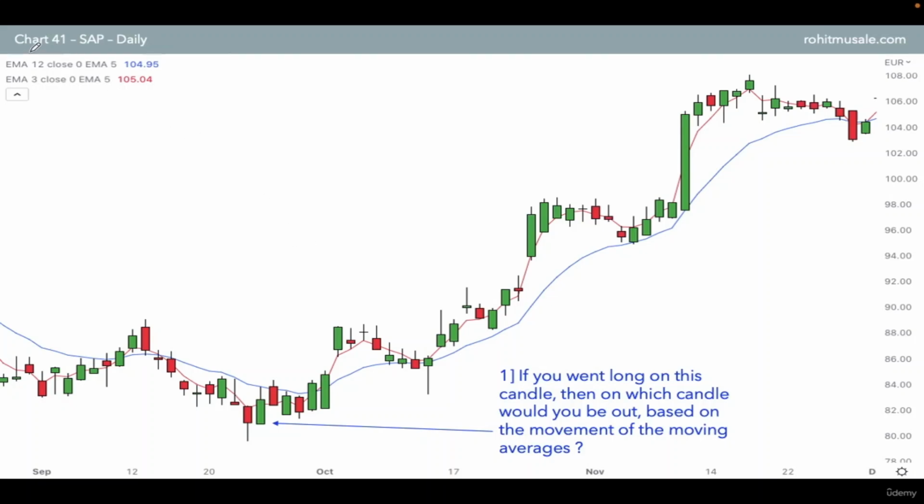Okay, so this is chart number 41. In this section, we will look at German stocks. So this is SAP daily time frame. So again, you have the 3-period and the 12-period exponential moving average on this chart.